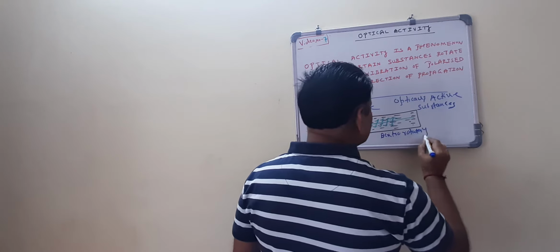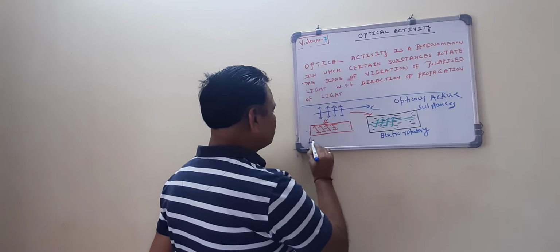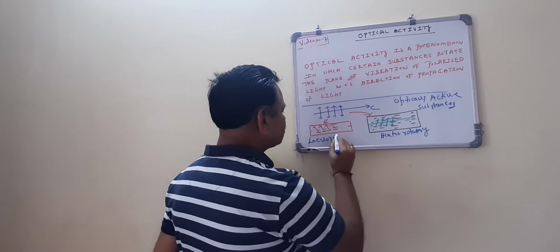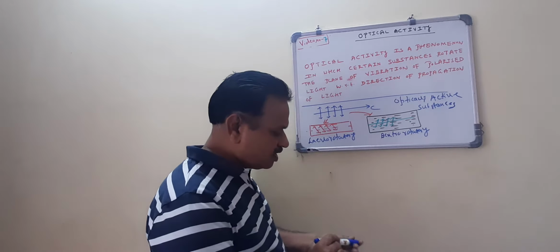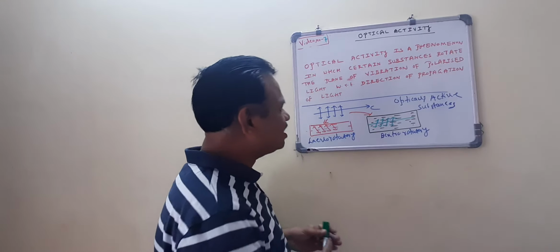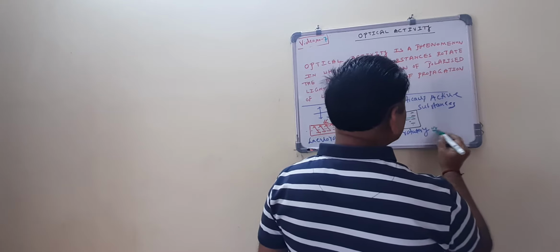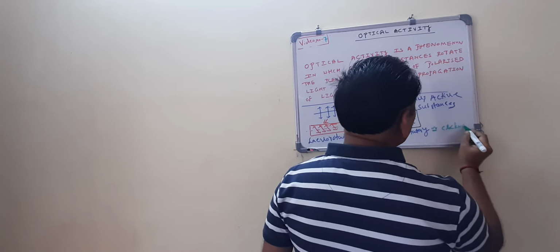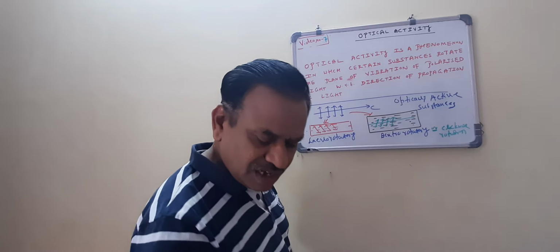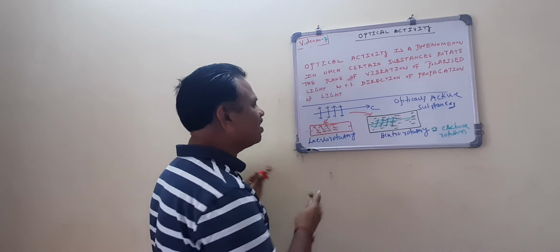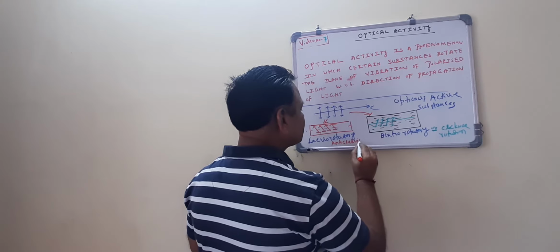This is called dextrorotatory. And this is called levorotatory. What is dextrorotatory? Dextrorotatory is the one where the plane of vibration rotates in the clockwise direction. It is called clockwise rotation. Here it is anti-clockwise rotation.